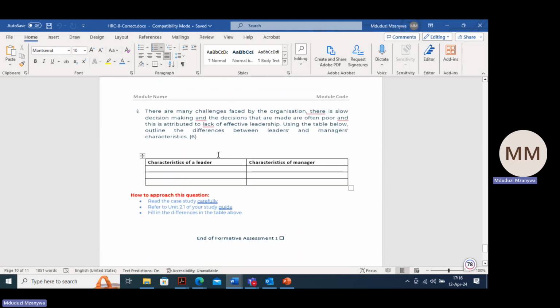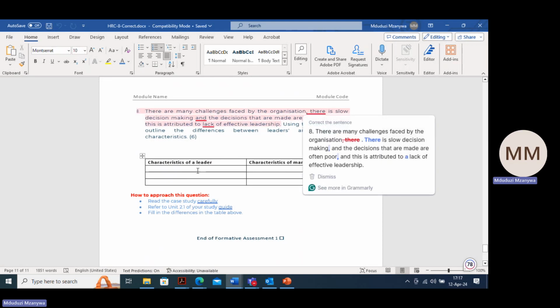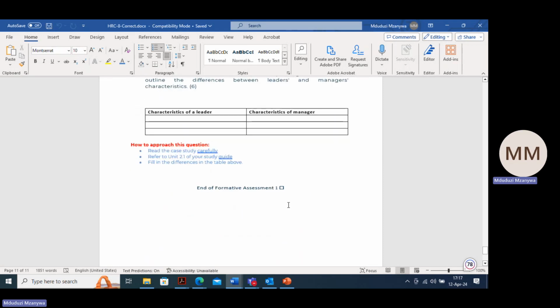Then lastly, we go back to, I think, unit 2.1, and here we do a comparison between a leader and a manager by looking at the characteristics of a leader versus the characteristics of a manager. You will find this in unit 2.1, find the differences, and then copy this onto your assessment as your answer, and then you will be sorted with your answer. And there ends our formative assessment 1.